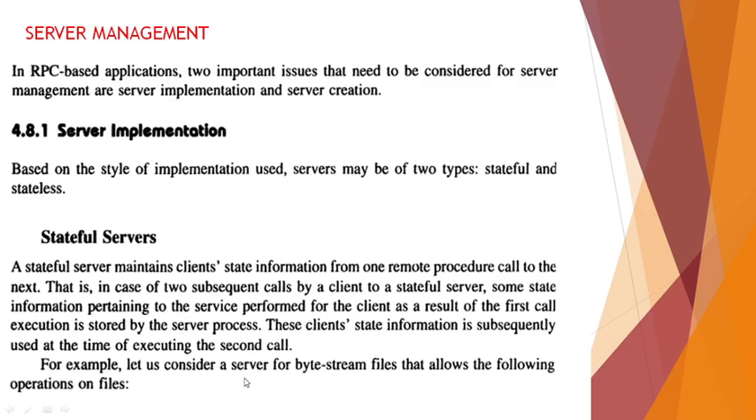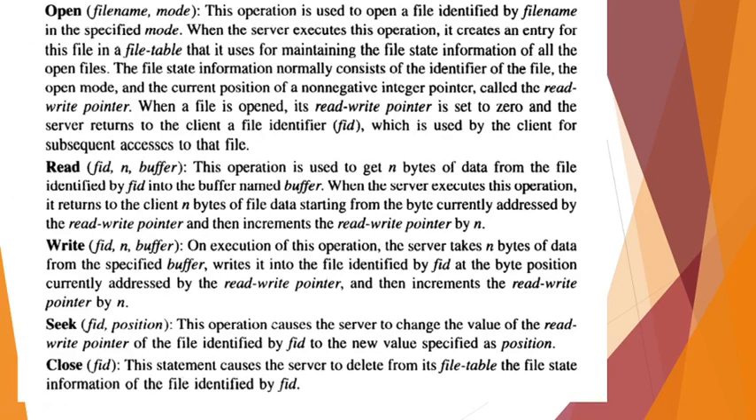For example, let us consider a server for byte stream files which allows the following operations. Generally, these are the operations we do on a file: opening a file, reading, writing, and seek. Seek means this operation will cause the server to change the value of the read write pointer of the specified file, identified by FID, to the new value specified as a position. If we are saying that the file identifier is moving to the 10th line, it is nothing but seek.